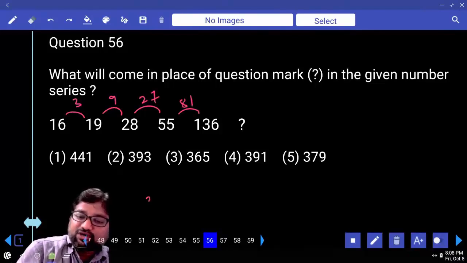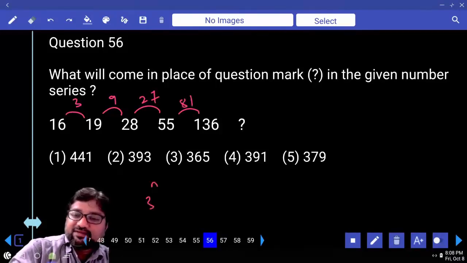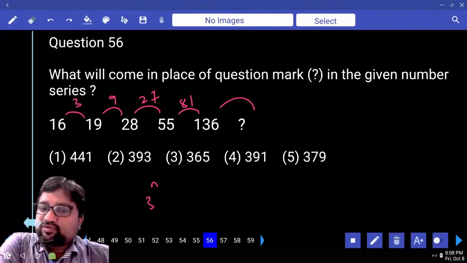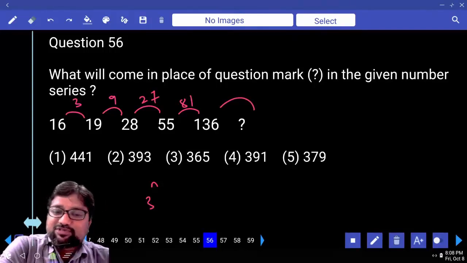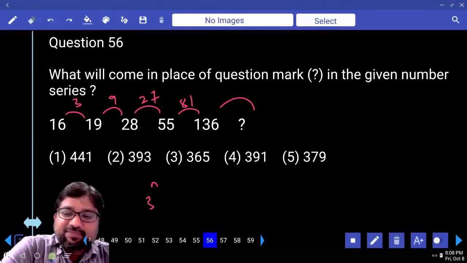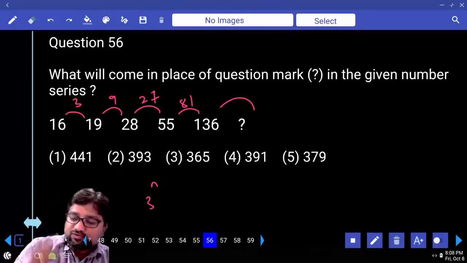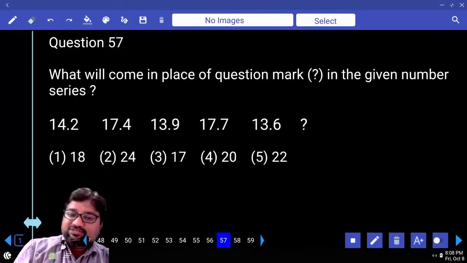81. These are all in the form of 3 power n, and we have done this question many a number of times. 3 power 1, 3 power 2, 3 power 3, 3 power 4, the next number should be 3 power 5. Plus how much? 243. Very good. Let's go for the next one.